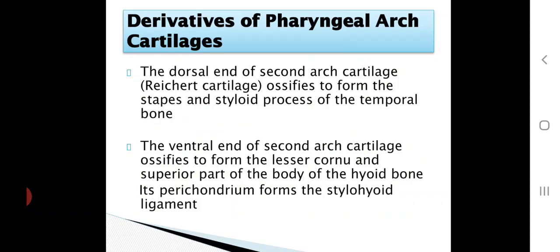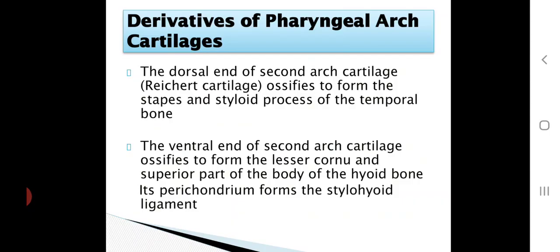If the question is Reichert cartilage, then that is the second arch cartilage. You have to write the derivatives of the second arch. So this second arch, when you see the derivatives, middle ear ossicles, malleus and incus have been already given by the first arch. So the remaining stapes will be given by the second arch. Next is the styloid process of the temporal bone. You can remember SS, stapes and styloid process.